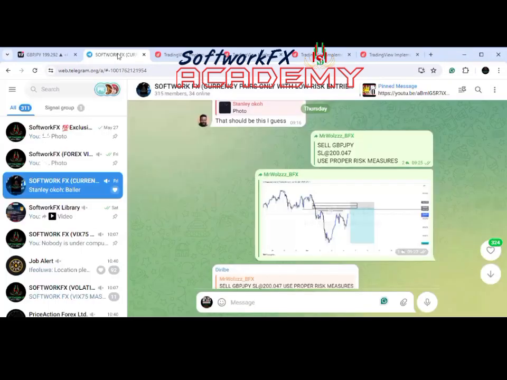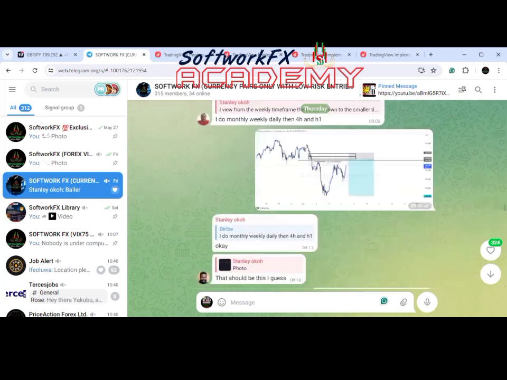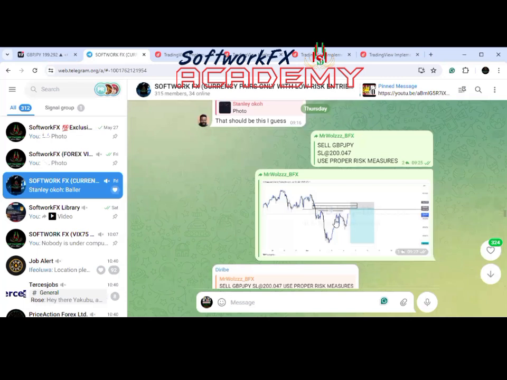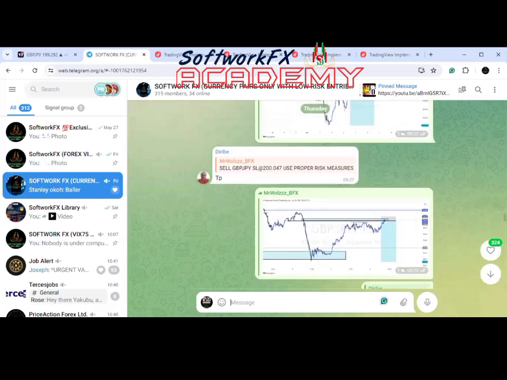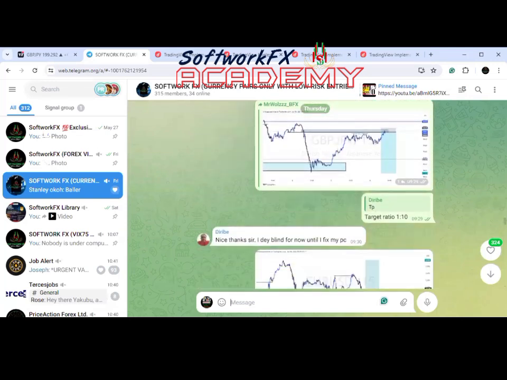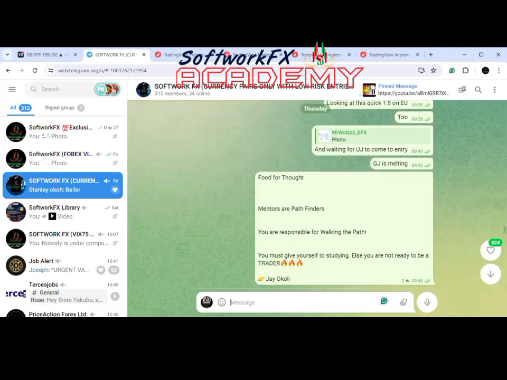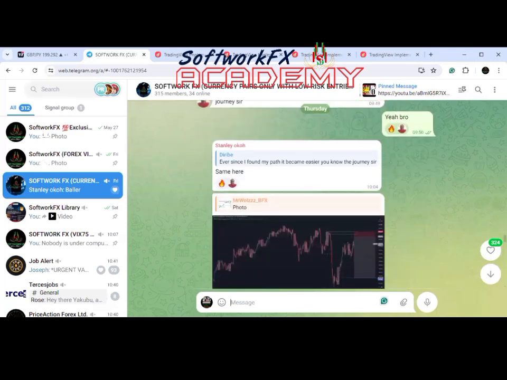Let me show you a proof that I called it out on our Telegram channel. This is where I dropped the trade for my currency followers. As you can see here, I dropped the analysis before price got into the zone. I sent in the entry parameters, and I told them to use proper risk management. And you can see, let me scroll down for you, price got into the zone. And this is another trade I called on EU. I dropped the analysis, it is a ratio 1:5 trade.